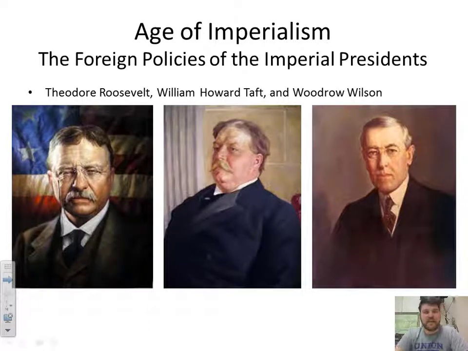Okay, today we're going to take a look at the age of imperialism. We're going to look at the imperialist presidents. So we're looking at Roosevelt, we're looking at Taft, we're looking at Wilson. These are the same progressive era presidents that we looked at, but this time we're looking at them in the context of how they are expanding the United States. So from Roosevelt's time, from 1901 till the end of Wilson's presidency in 1921, we're looking at what these three guys did in terms of expansionism and imperialism.